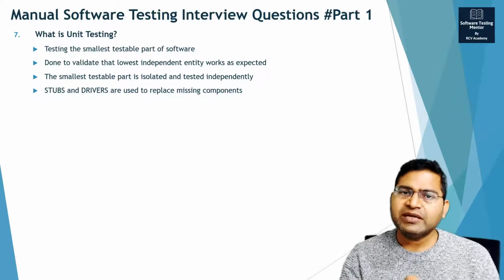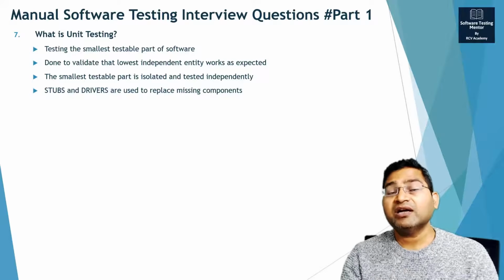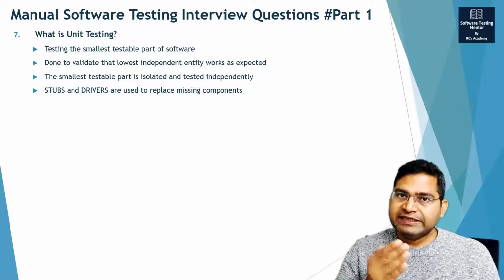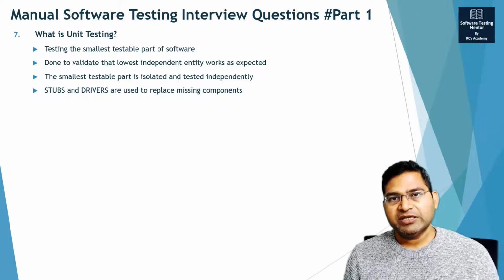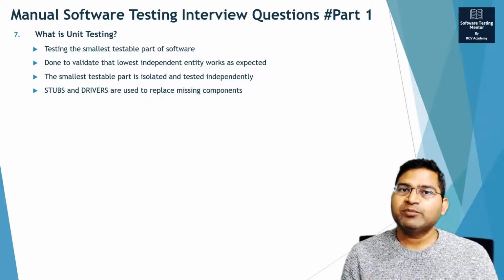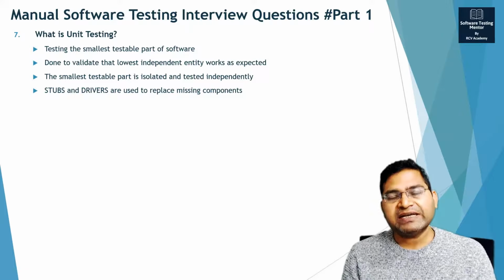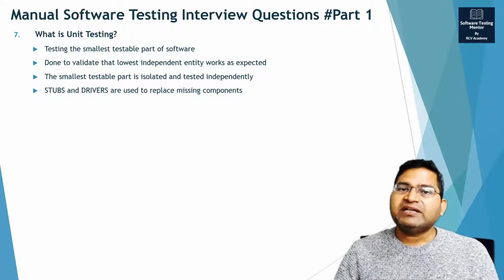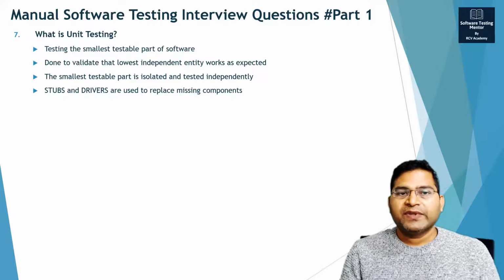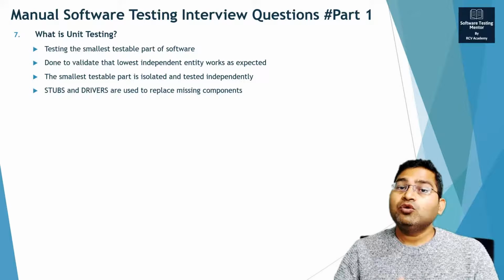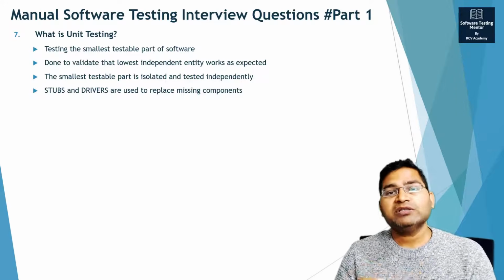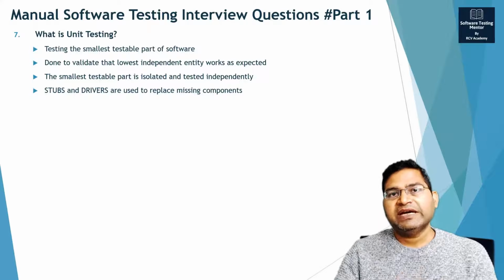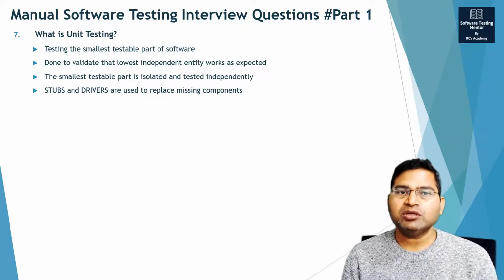Okay, when you're testing that bearing, it's unit testing in a car's wheel context. Now in the software context, we are doing a similar thing. When you test the smallest testable part that is independent, that can be tested independently from all other integrated items, that is what unit testing is. Unit testing is done to validate that the lowest independent entity works as expected.